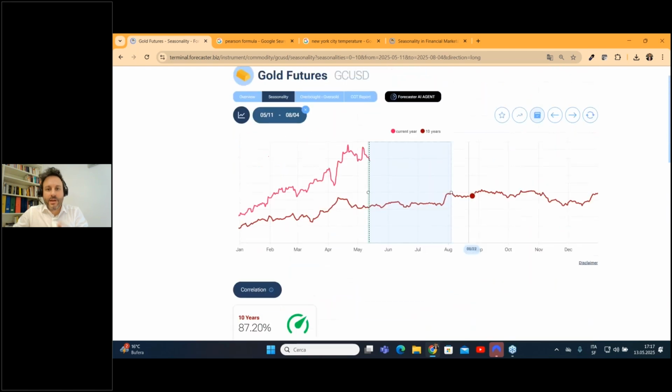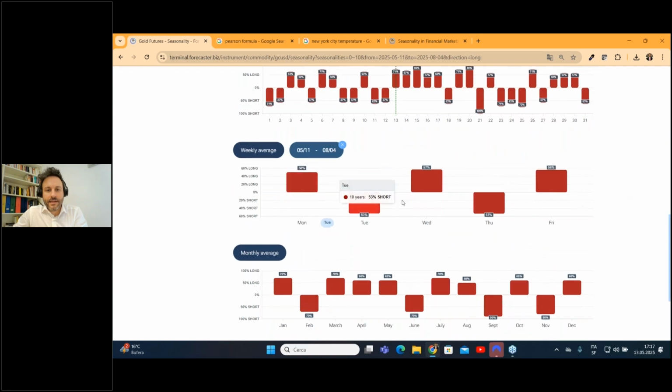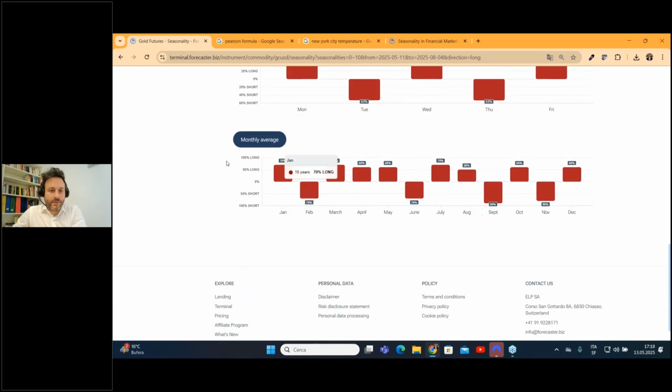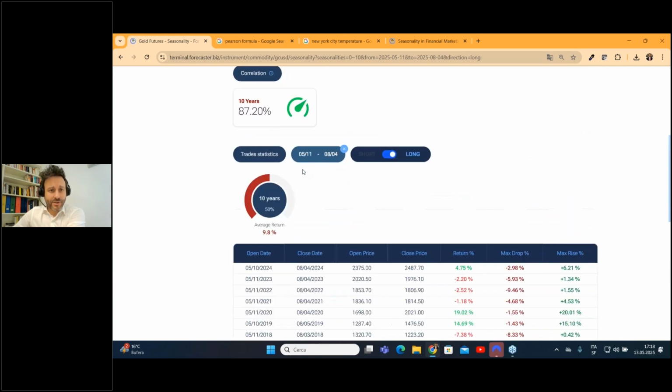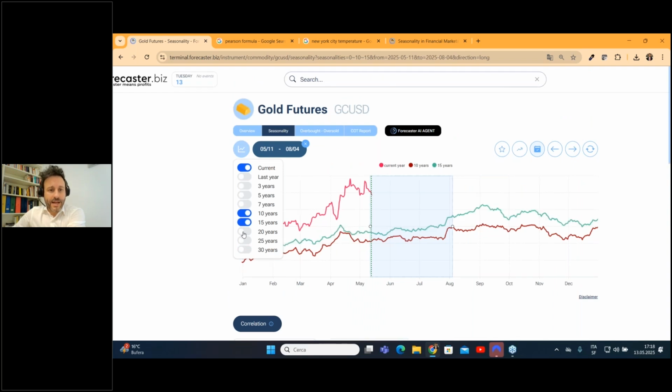Of course, you can also find the weekly average with the single days. So for example, here we highlighted a specific period, and here you can find the odds for every single day: Monday, Tuesday, Wednesday, and Friday. Okay, and also the monthly average. So for example, as you can see, September in the last 10 years was a really bad month for gold. And as I told you, you can also add other seasonality.